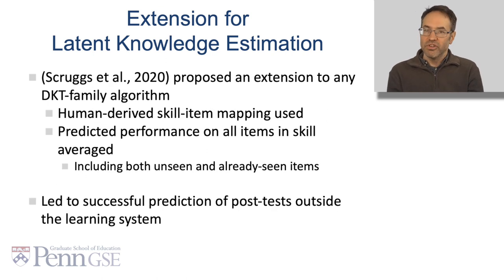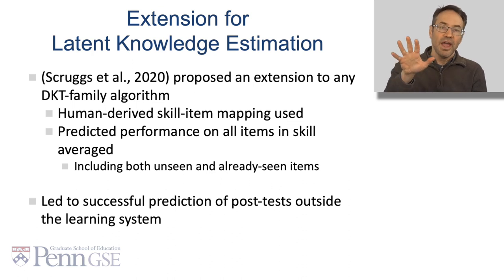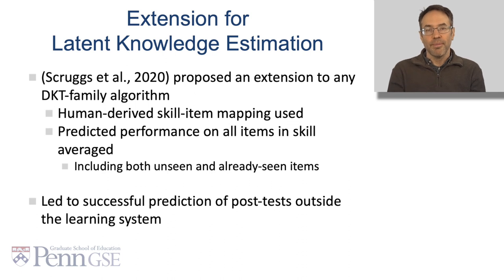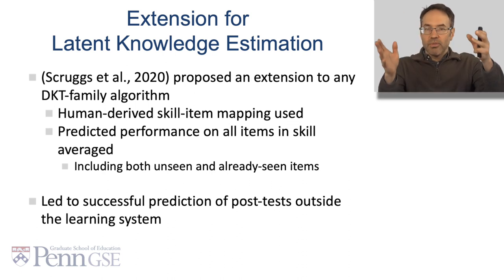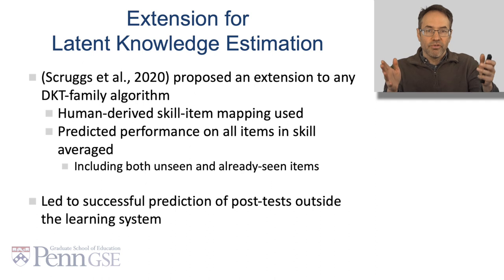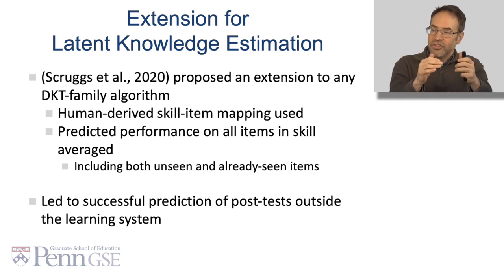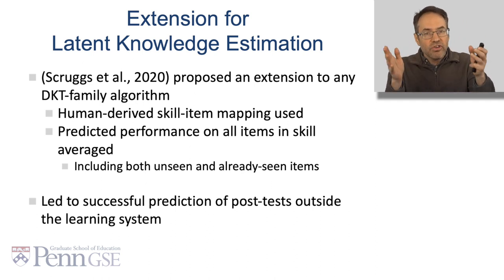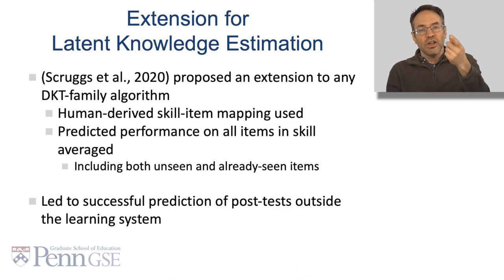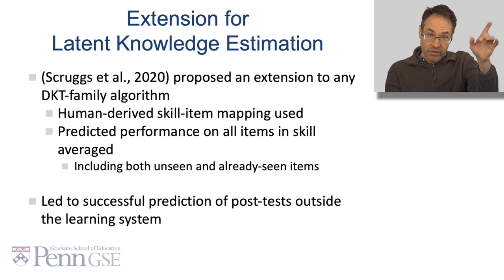Scruggs et al. proposed a different way of extending the DKT family. They proposed an extension that could be applied to any DKT family algorithm, where they used a human-derived skill item mapping and took all the items mapped to a skill and averaged their performance. So it's very crude. This extension just averaged performance on all items, including both unseen and already seen items, the predicted performance at the time.